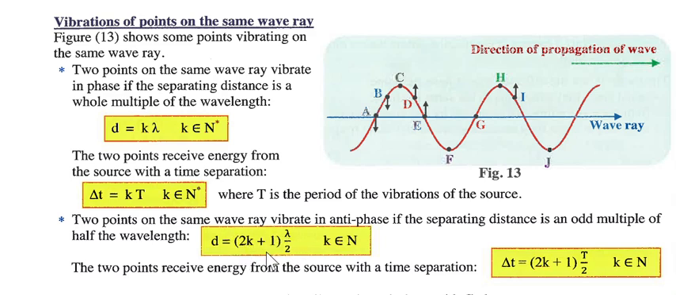Now, regarding the antiphase vibratory state, if the distance is an odd number of lambda over 2, 2k plus 1, it is an odd number because 2k is even. If I add 1, I get an odd number. When the distance is equal to an odd number of lambda over 2, in this case we say they vibrate in antiphase. Same thing for the time separation between them: when it is equal to an odd number of the period over 2, the 2 points vibrate in antiphase.